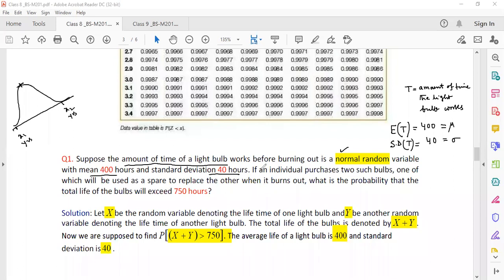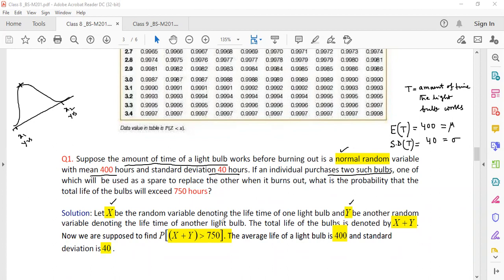Now, what is given? An individual purchases two such bulbs, one of which will be used as a spare to replace the other when it burns out. Each of these bulbs will have some longevity. Suppose the longevity of light bulb 1 is capital X and the longevity of light bulb 2 is capital Y. When X burns out, Y will replace X. Both of these random variables, X and Y, represent the same thing, the amount of time the light bulb burns.